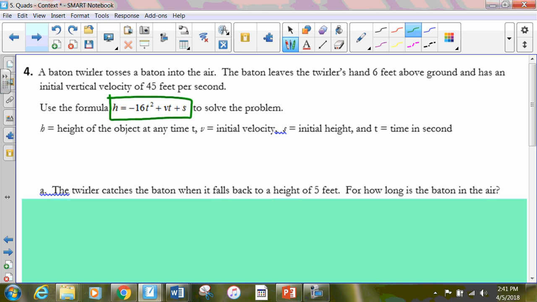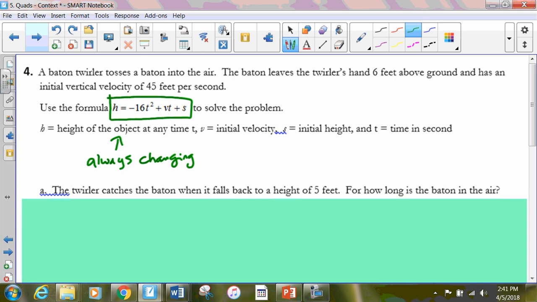So when I think about that baton flying through the air, the height is always changing, right? It's always changing. It'd be kind of weird if we threw the baton up in the air and it just stuck there at 10 feet up. I mean, that would be a little freaky. So we can't plug anything in for H yet.